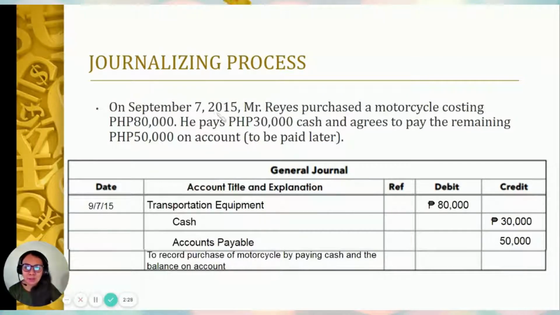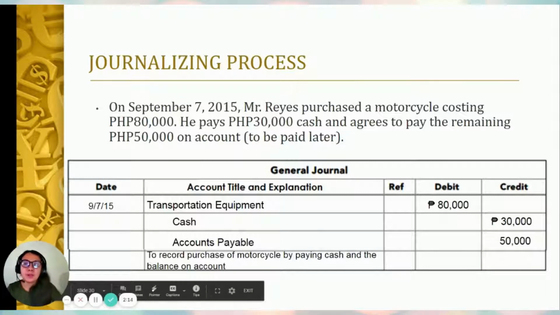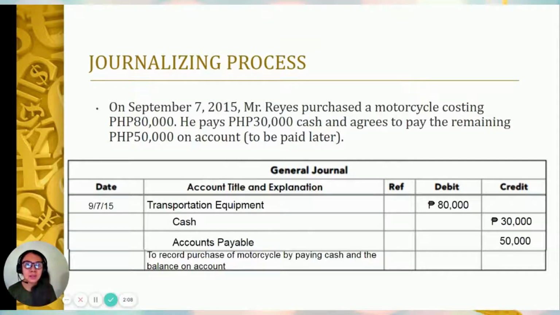Another one. On September 7th, 2015, Mr. Reyes purchased a motorcycle costing 80,000. He pays 30,000 cash and agrees to pay the remaining 50,000 on account, which is to be paid later. Some entries involve only two accounts, one debit and one credit. An entry like that is considered a simple entry, but some transactions, however, require more than two accounts in journalizing. An entry that requires three or more accounts is called a compound entry. All of the transactions in the previous examples are simple entries, but this time we're going to have an example for a compound entry.